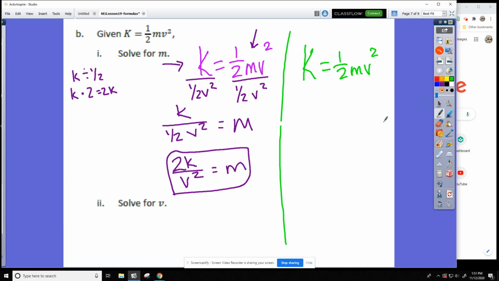Now, that one was pretty straightforward because it was multiplication. The v is a little different because it's squared. So we're going to have to go one step further with the v. So first, it's multiplied with these things. So I divide by 1/2 m, divide by 1/2 m. This, again, is going to be 2k, but now it's going to be over m.